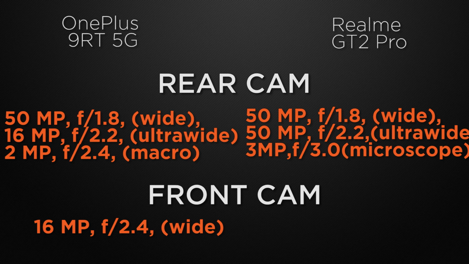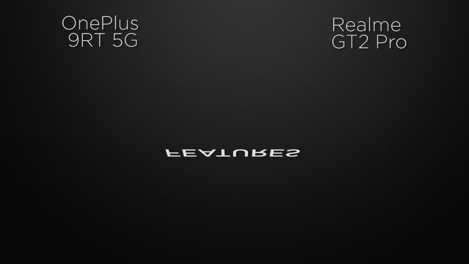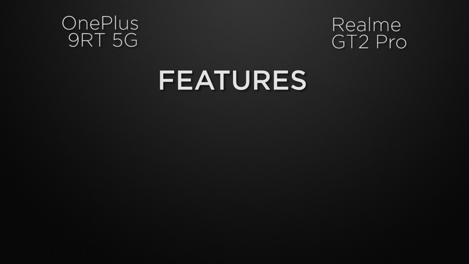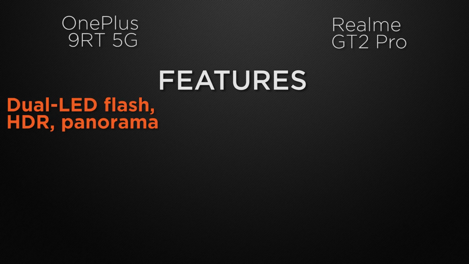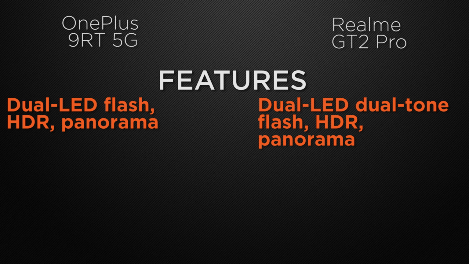Let's talk about the selfie camera of the devices. 9RT have 16 megapixel of wide camera, whereas GT2 Pro have 32 megapixel of wide camera. So the winner here is GT2 Pro because it can take high resolution of selfies. Let's talk about the camera features of the devices. 9RT have dual LED flash HDR and panorama, whereas GT2 Pro have dual tone dual LED flash HDR and panorama. So the winner here is GT2 Pro.